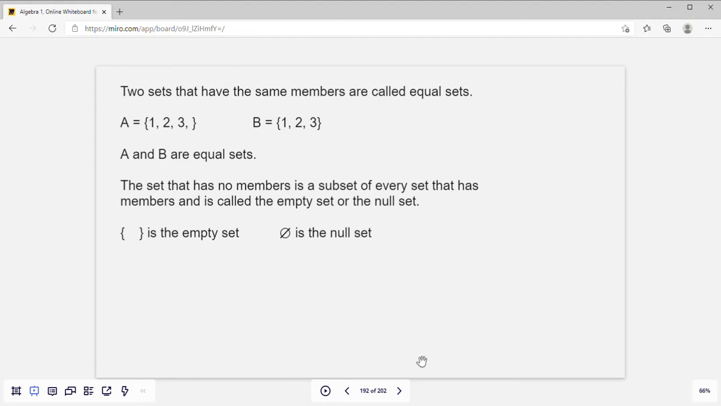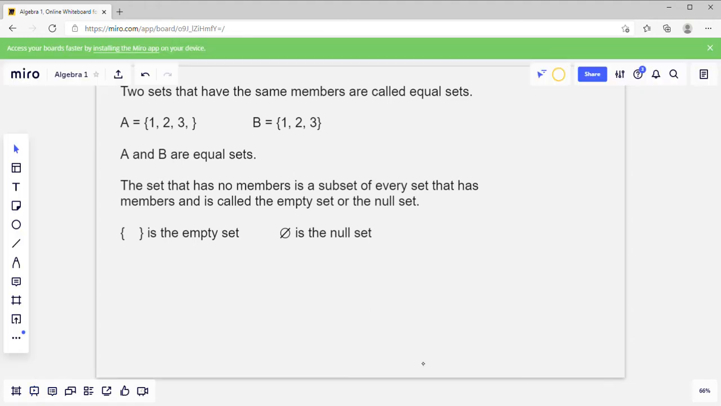Two sets that have the same members are called equal sets. A and B are equal sets. 1, 2, and 3, 1, 2, and 3. The set that has no members is a subset of every set that has members, and it's called the empty set or the null set. And it can be written like that, so there's nothing in it. That is the null set.